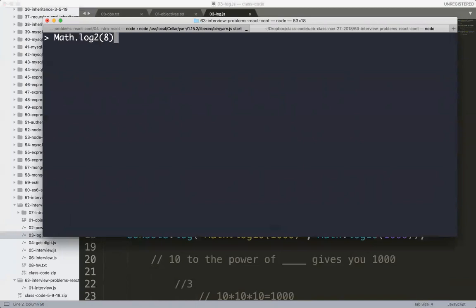Log 2, if I put 8 here, it should give us what? 2 to the power of what gives you 8? 3. So hopefully it gives us 3. It does. All right, cool. We have it. I wonder if you can just put any number there. This should give us 2.